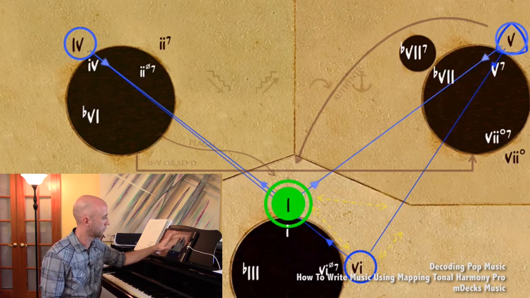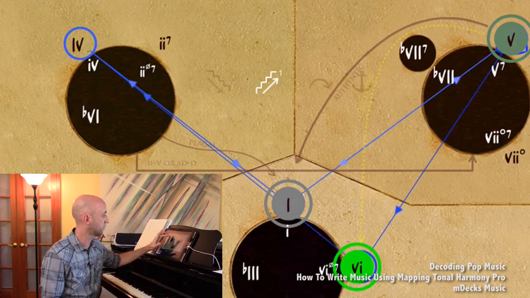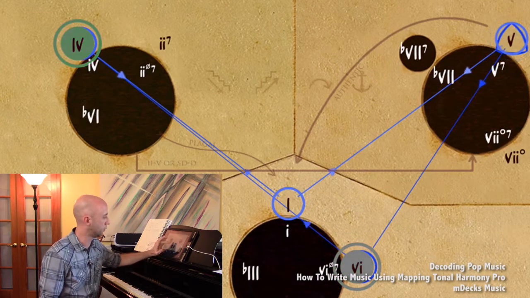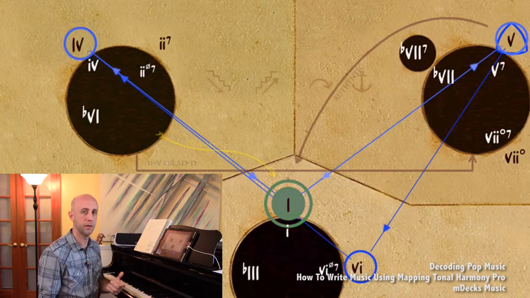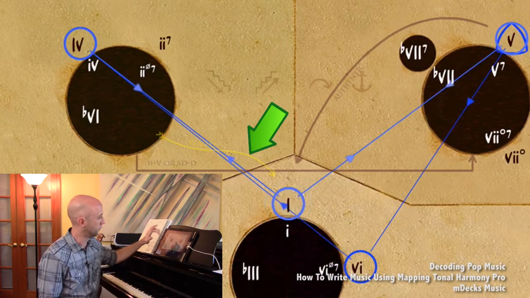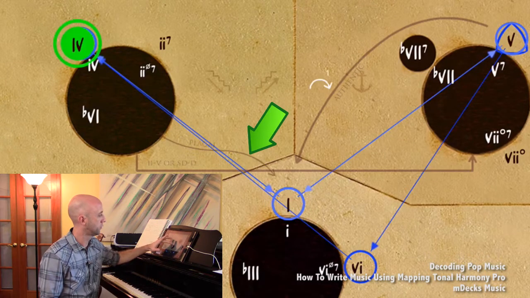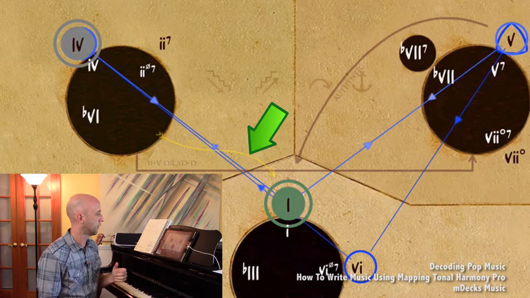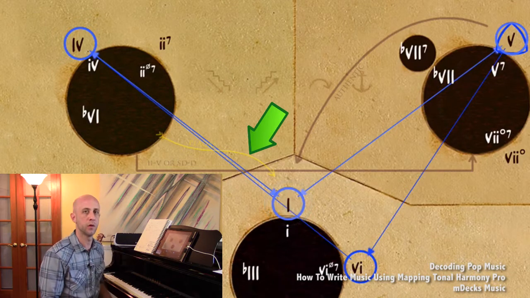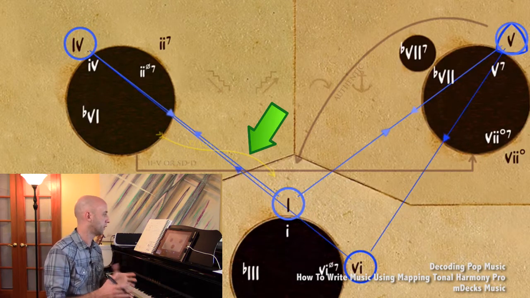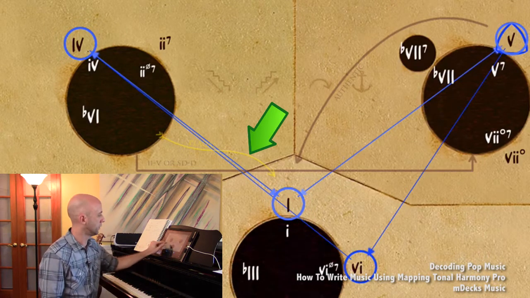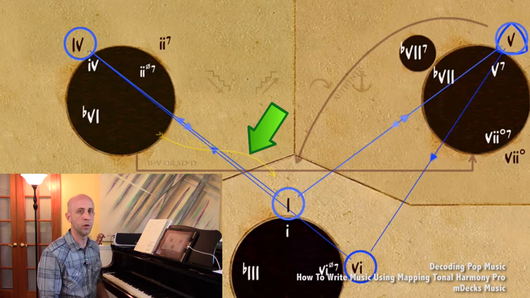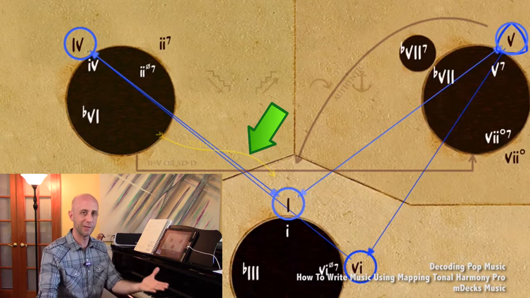So in the original progression, we had 1, 5, 6, 4, and then it went back to 1 again. So that movement of the 4 to the 1 has activated in Mapping Tonal Harmony Pro this Cadence Detector. This yellow line, this curved yellow line that you see going from the subdominant region to the tonic region is saying, hey, that's a Plagal Cadence.